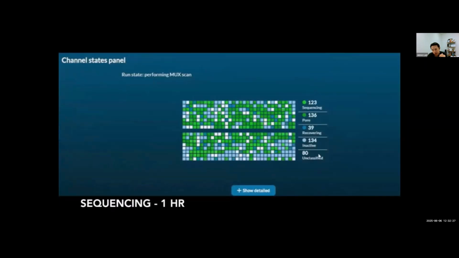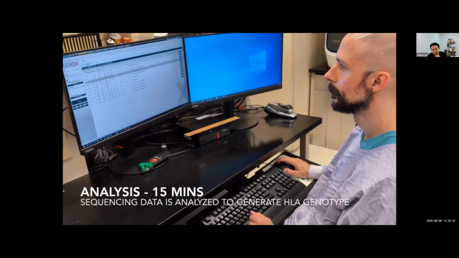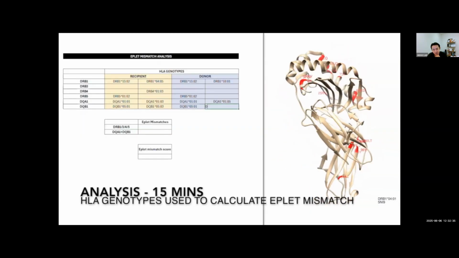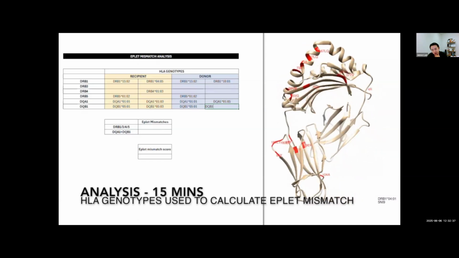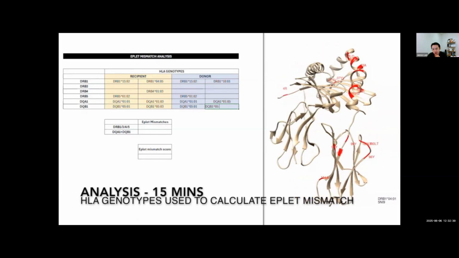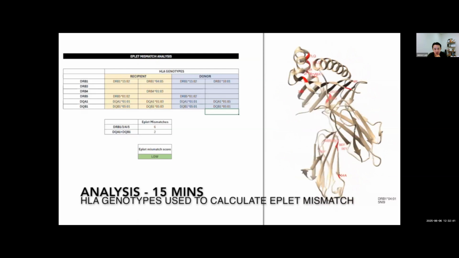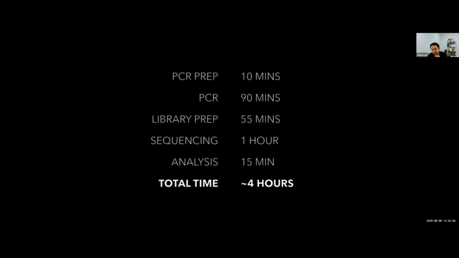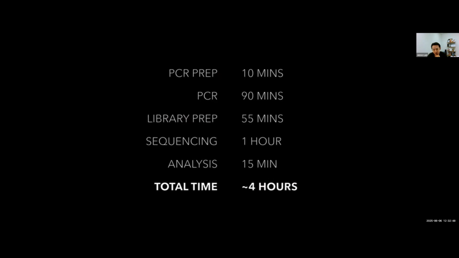When we first started, we thought that we needed an hour to do the sequencing. Now we know only 20 minutes, we would have sufficient data to do the analysis. And after the sequencing, we put it into this pipeline to do the epitope mismatch analysis. And then we get the score back. And then we can give it back to the clinician for selection of immunosuppressive therapy.